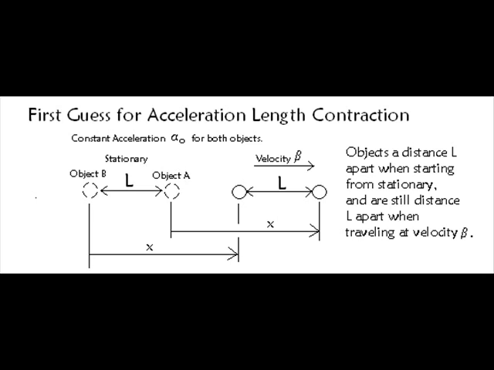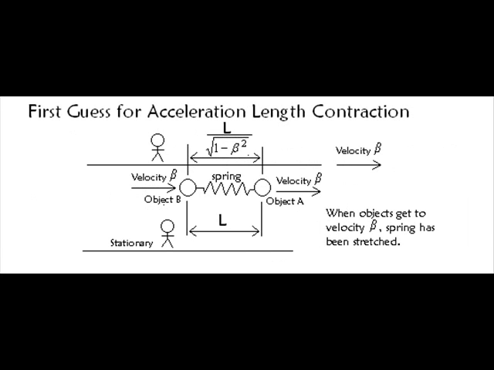So the stationary observer sees the objects a distance L apart when they are stationary, and they stay L apart all through the acceleration process. They simultaneously reach velocity beta and are still a distance L apart as seen by the stationary observer. When both objects have reached velocity beta, the original stationary observer sees them still a distance L apart even though they are moving.